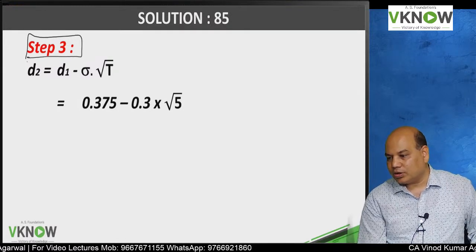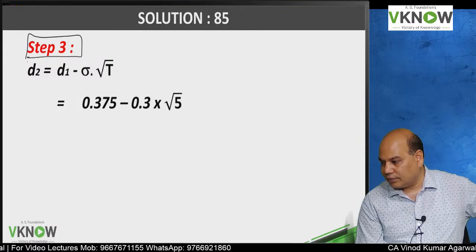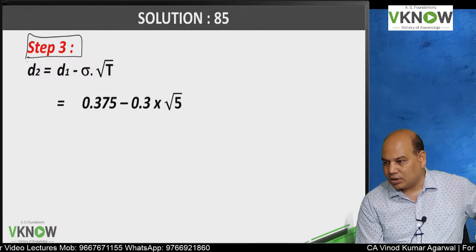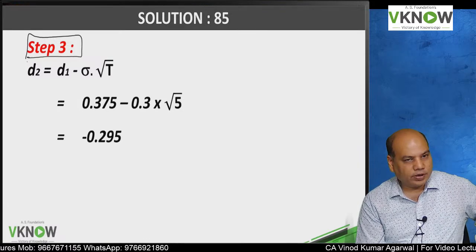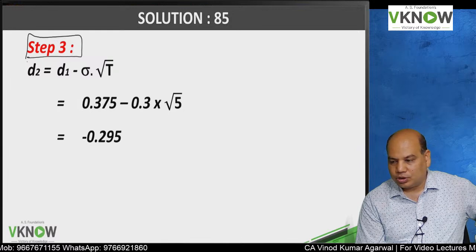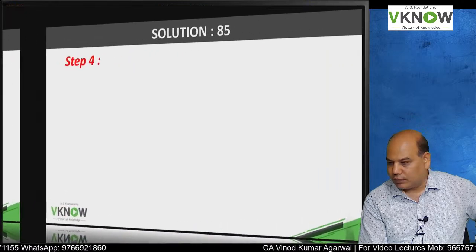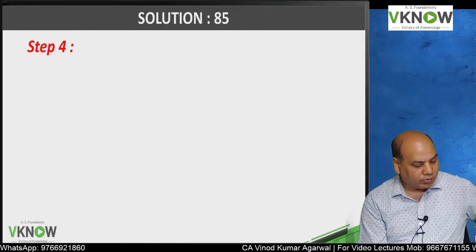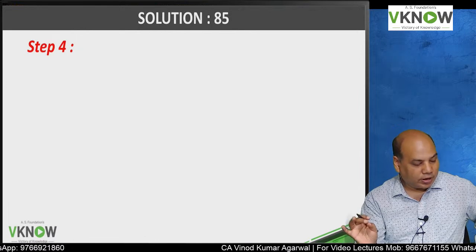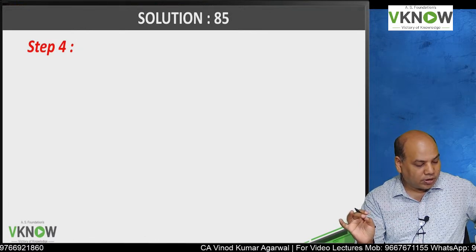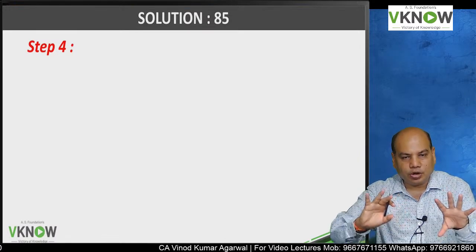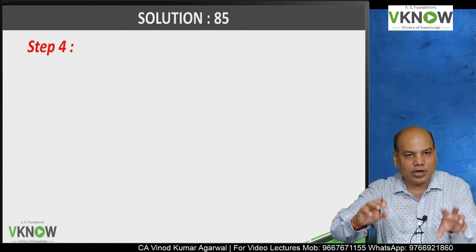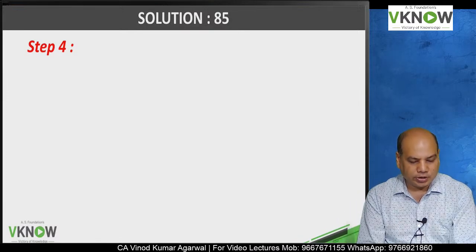0.375 minus 0.3 into under root 5. Yes, answer now, little fast. Minus 0.295. Is it minus 0.295? That is why in the question also they have written ND2 minus 0.295 value. So good thing is that you don't have to refer normal table. Exactly the value that I want is given in the question.